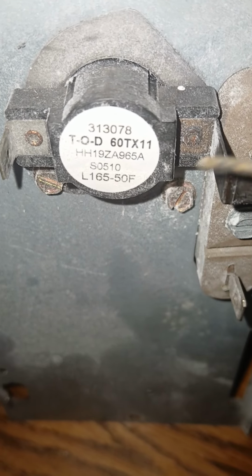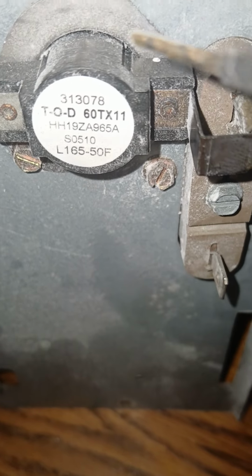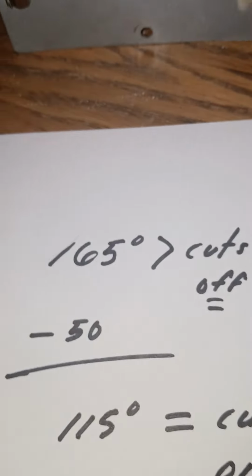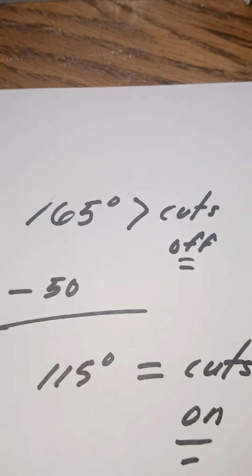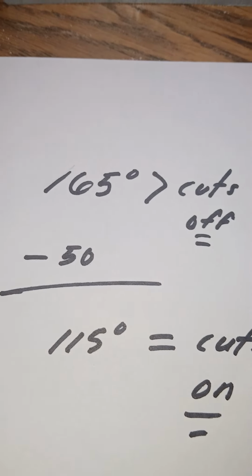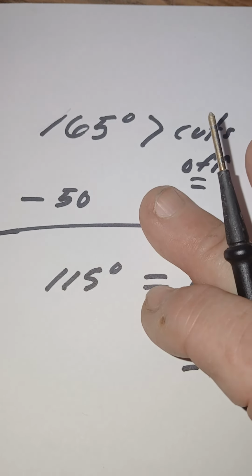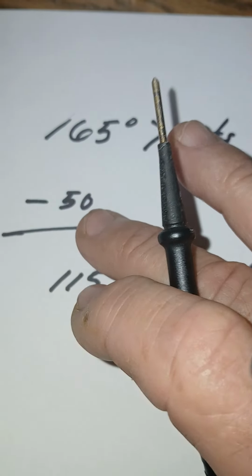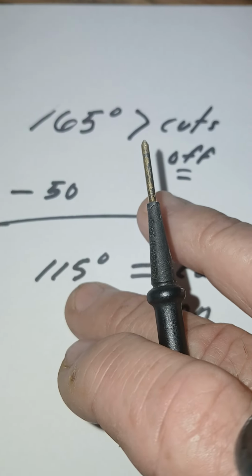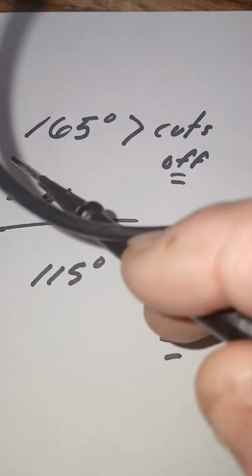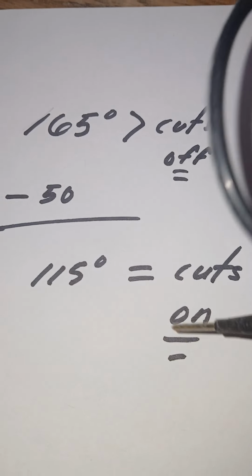So 165 minus 50, and a temperature above 165 cuts off. Once the temperature hits, and this is minus 50, the gurus can see if this is correct. I'm not certain if it's correct, but if not, somebody can add this to the comments. But say 165 minus 50, we come up with 115, if my math is right. Very limited on mathematics. Okay, 165 and greater cuts off. 115 or less cuts on.